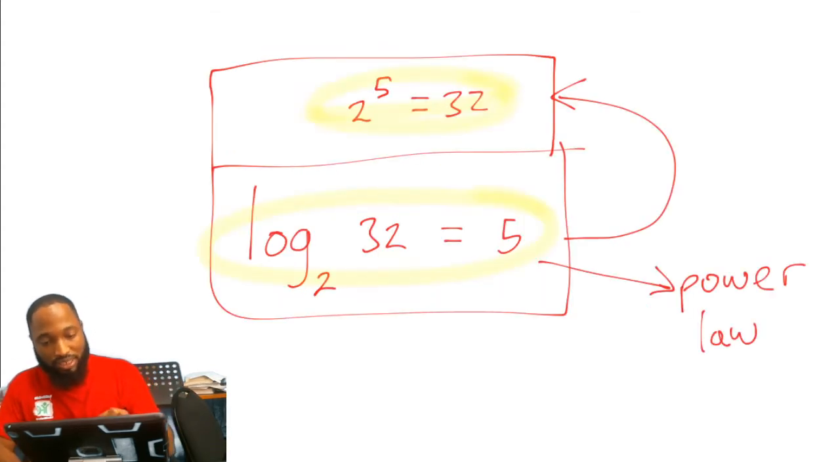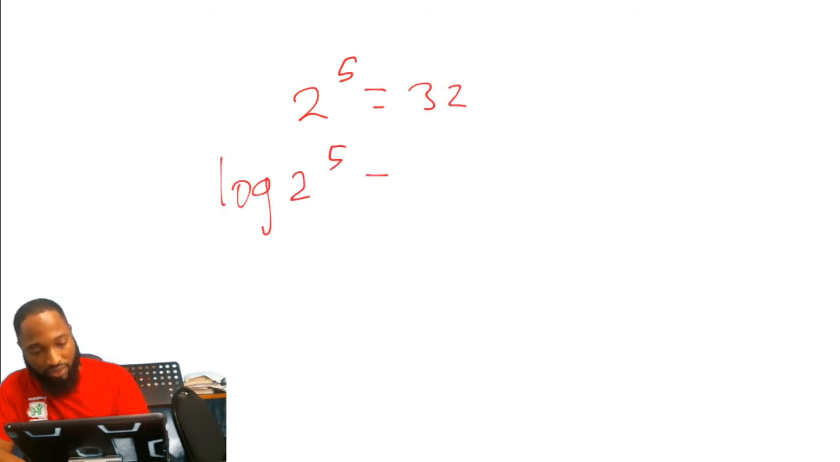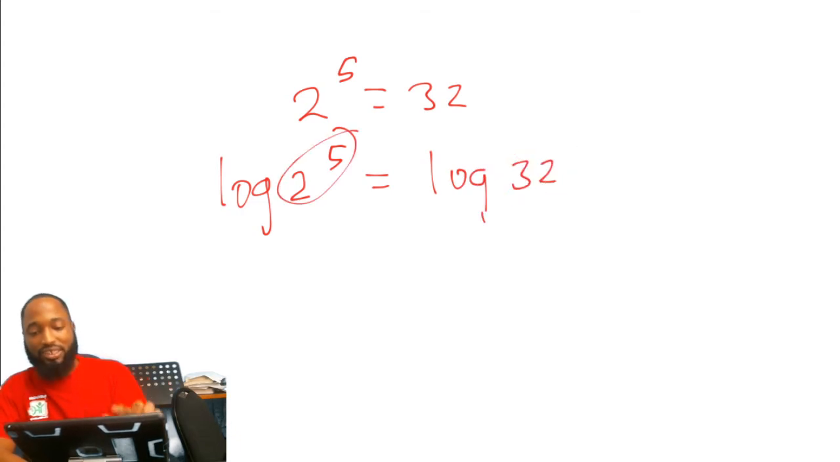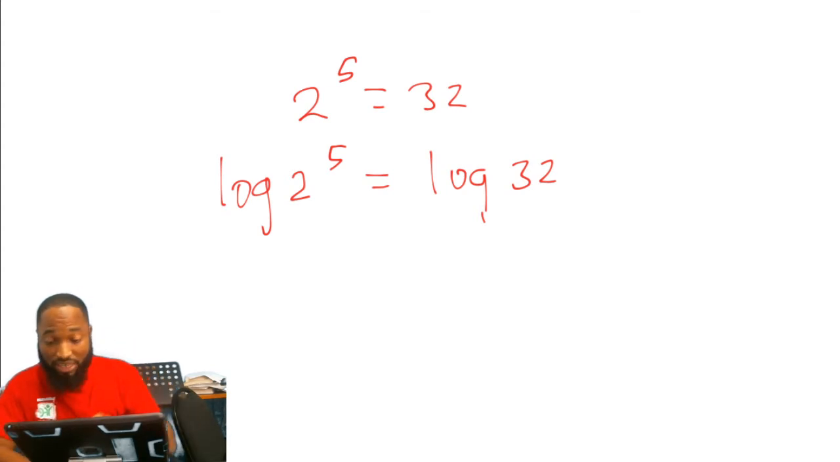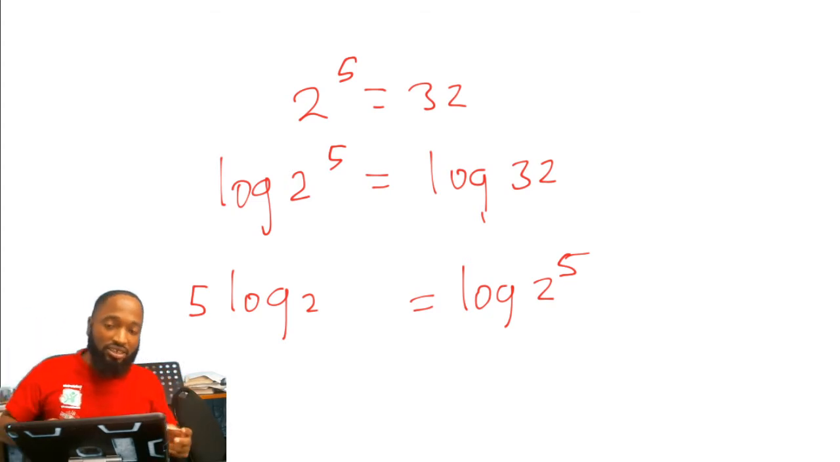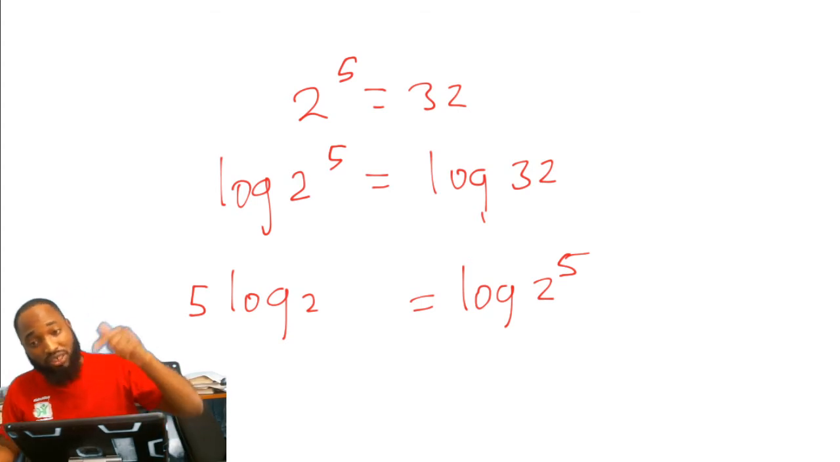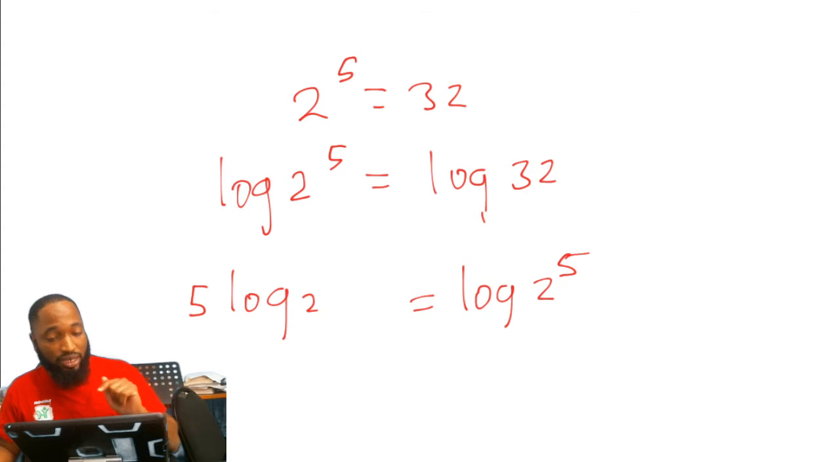Now, why is this so? This is so because we can take logs of this and see why this is happening. 2 to the power of 5 is equal to 32. Take logs on both sides. 5 log 2 is equal to log of 32. So you are saying 2 to the power of 5 and 32 are the same thing. In other words, I could bring down this 5 here, log 2. It's the same thing because logarithms function on powers. And this allows this really fascinating and very helpful rule to happen.